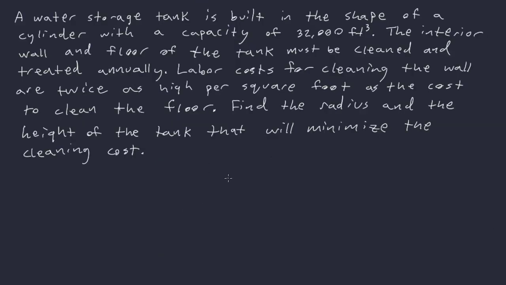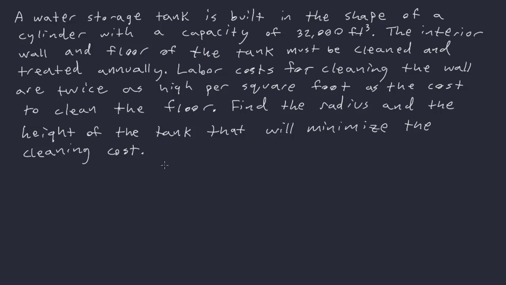All right, so for our next example, here's something where this gets really important. Okay, and this is when it comes to cost minimization. All right, so let's say a water storage tank is built in the shape of a cylinder with a capacity of 32,000 cubic feet. The interior wall and floor of the tank must be cleaned and treated annually. Labor costs for cleaning the wall are twice as high per square foot as the cost to clean the floor. Find the radius and the height of the tank that will minimize the cleaning cost.